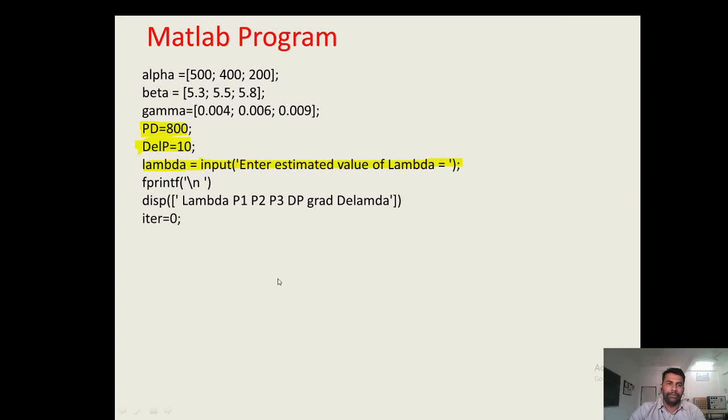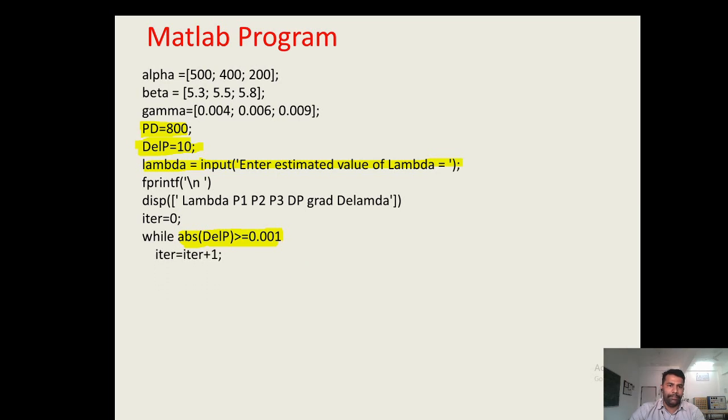Then iteration 0, or initial iteration, then we will use a while loop. In the while loop we use the absolute value of del P should be greater than or equal to 0.001. Up to this condition, this particular loop will run. When this condition is not satisfied, this loop will end and the program flow will get to the end point. Here you can observe we have defined del P is equals to 10, so that this value is very high, higher than 0.001.